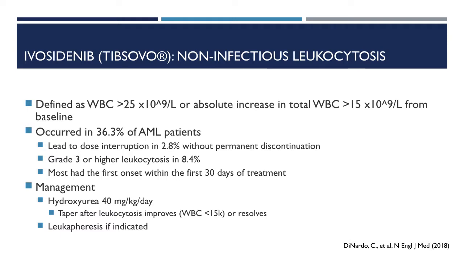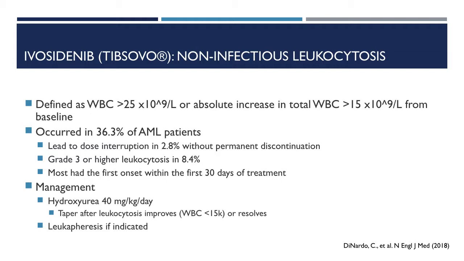They also saw non-infectious leukocytosis with this drug, and that was defined as a white blood cell count greater than 25 or an absolute increase in their total white blood cells greater than 15 from baseline. They saw the side effect in 36.3% of their patients, and it did lead to a dose interruption in about 3%, but no one had to permanently discontinue. The package insert recommended management is hydroxyurea, 40 milligrams per kilogram a day, and you'll begin to taper that once their white blood cell count drops.